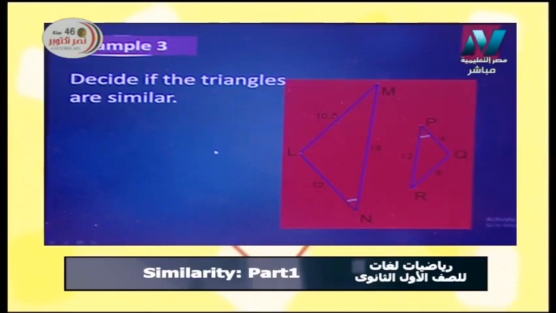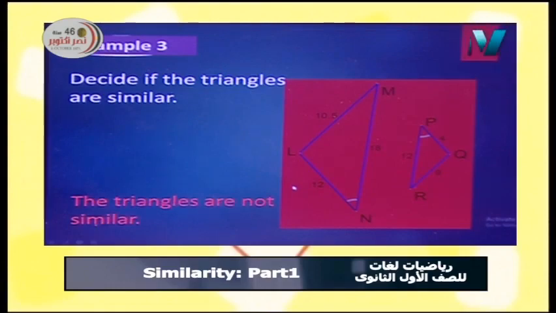Let's move to the second example. We have two triangles. The request is to decide if the triangles are similar. We have three sides here. The triangle LMN: 10.5, 18, 12. PQR: 12, 4, and 9. Look at this. The triangles are not similar. Why? Let's explain to you.